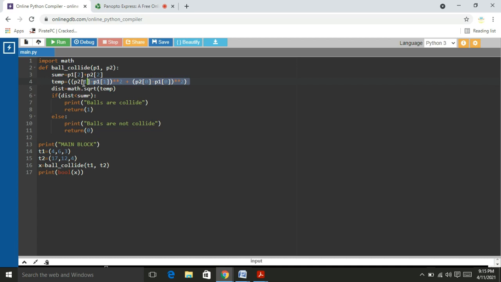I will calculate this one. That means x2 minus x1 whole square means p2 of 0, that is the x2, right? This is the x2, and minus p1 of 0, this is the x1, and p2 of 1, this is the y2, and minus p1 of 1, this is the y1, right? And I will calculate the square root by using the math module, and if the distance is less than the sum of the radii, then the balls collide, and otherwise the balls do not collide. Okay, thank you.